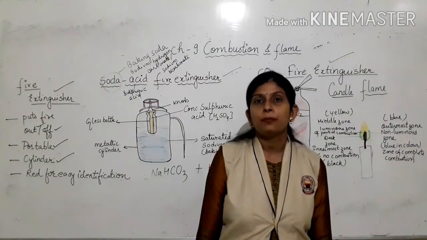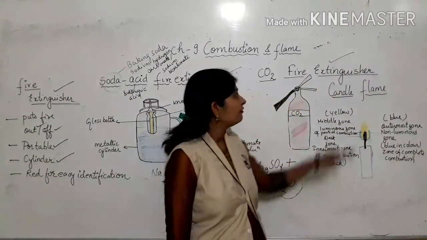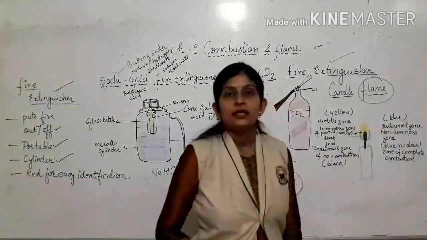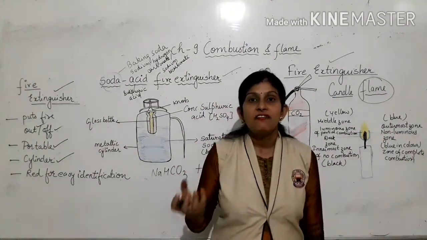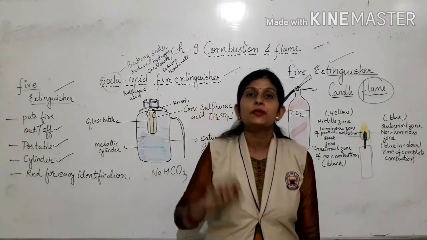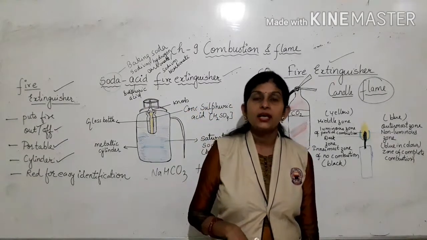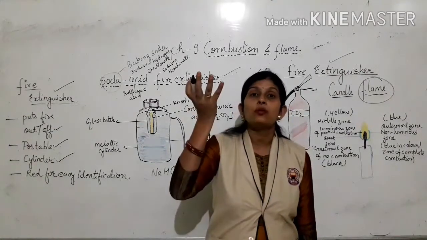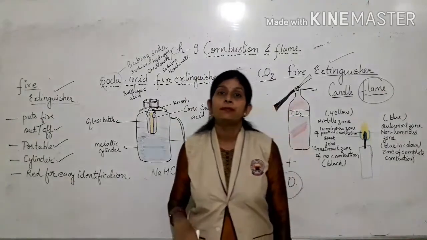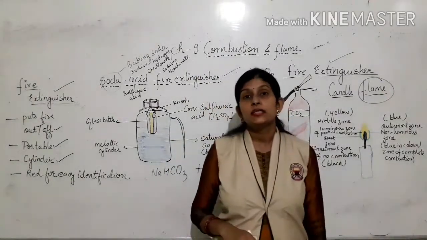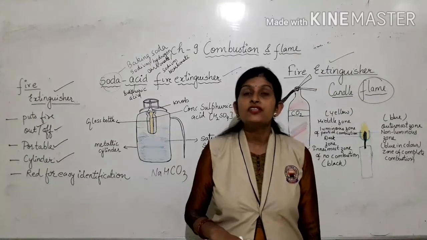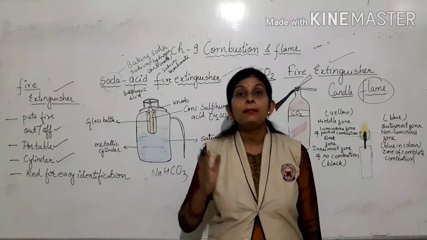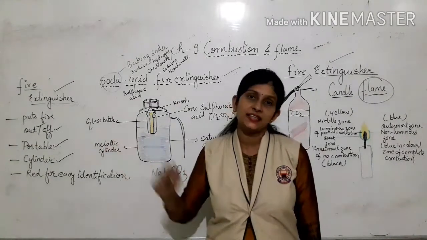Now, next topic. The next topic is flame. What do you mean by flame? When a substance vaporizes on burning, it produces a flame. Again I am repeating. When a substance vaporizes on burning, it produces a flame. There are many substances or fuels which vaporize on burning, so they produce flame. For example, petrol, diesel, kerosene, etc.